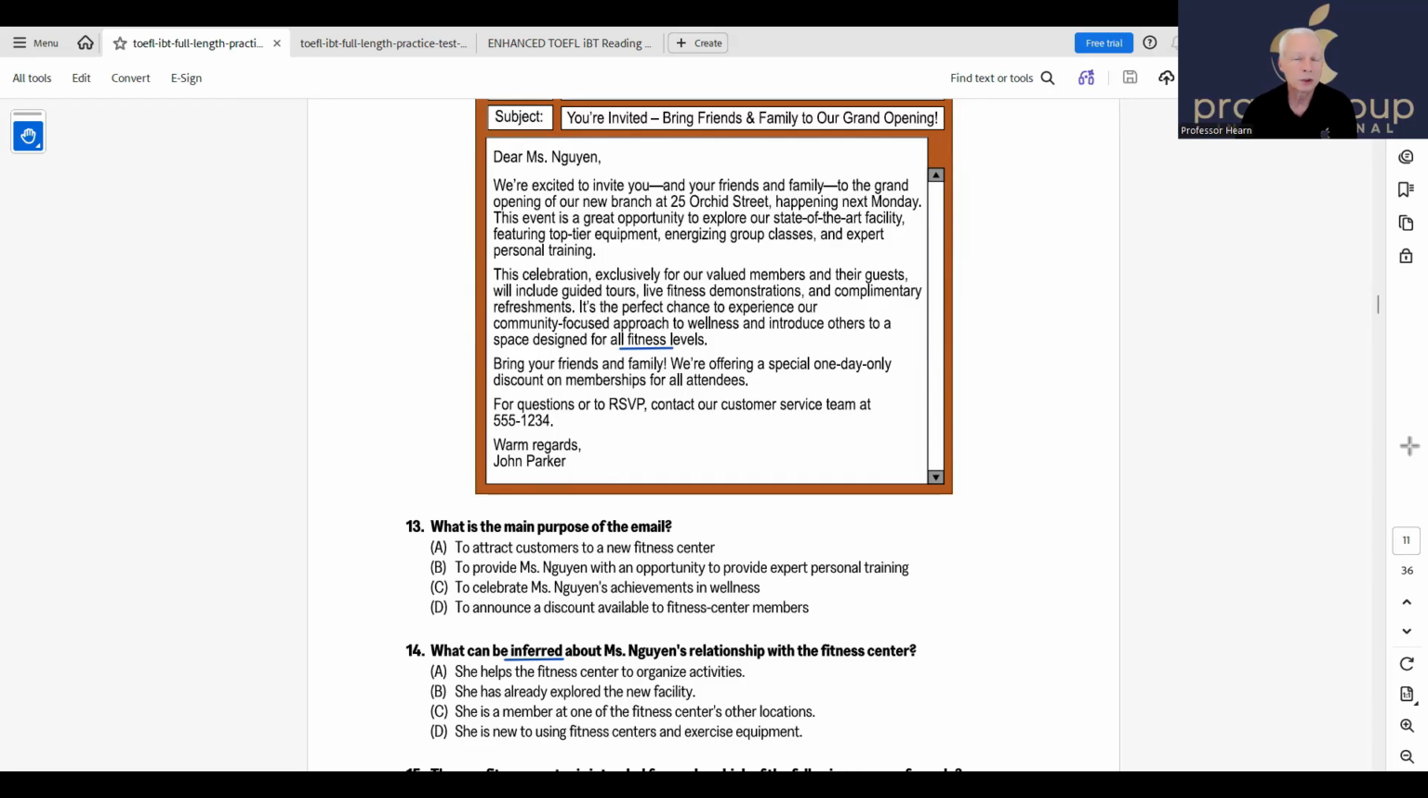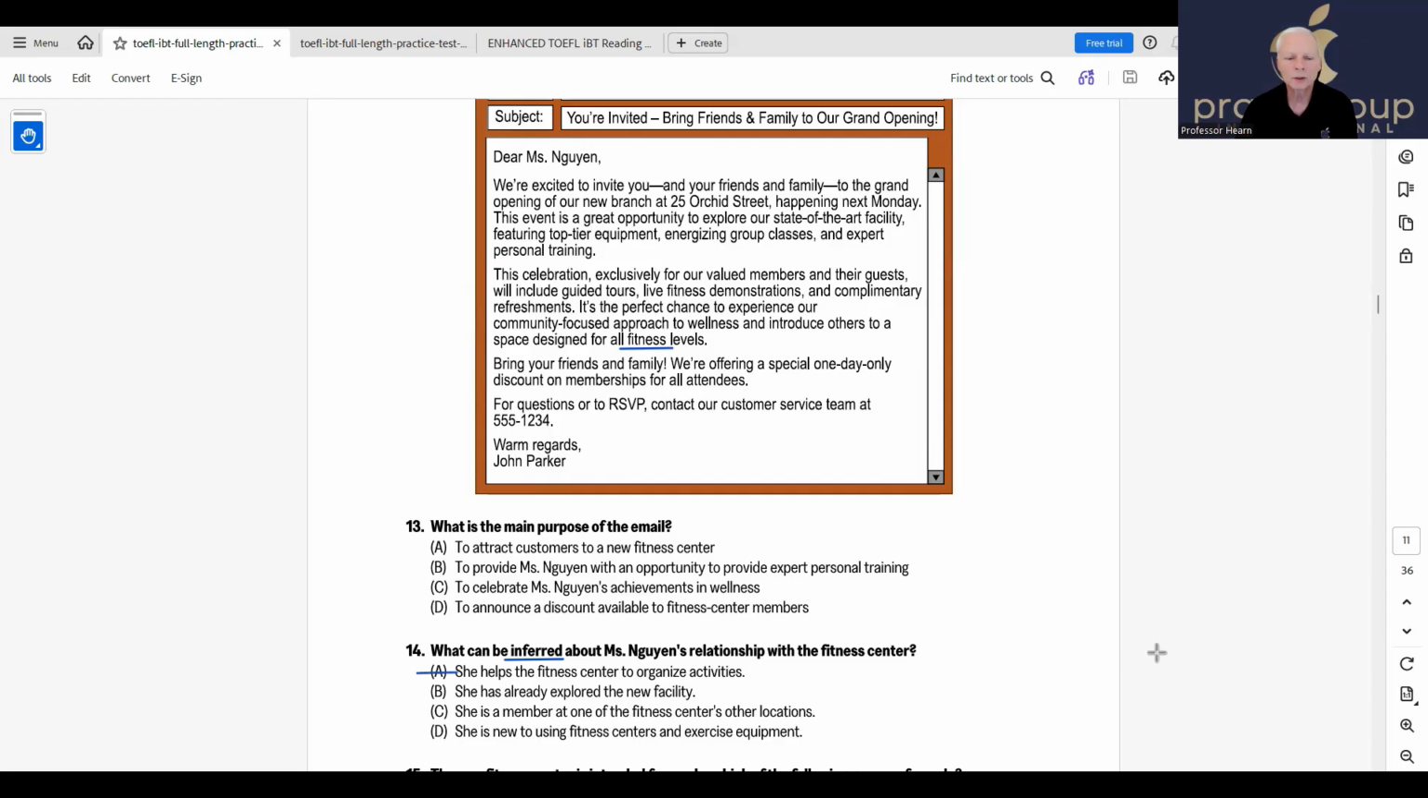Now I'm going to look at my choices and eliminate choices that are not mentioned or are different from what is stated. Looking at our choices, choice A states, she helps the fitness center to organize activities. Is there anything about this person organizing activities in this sentence? No. What about choice B?